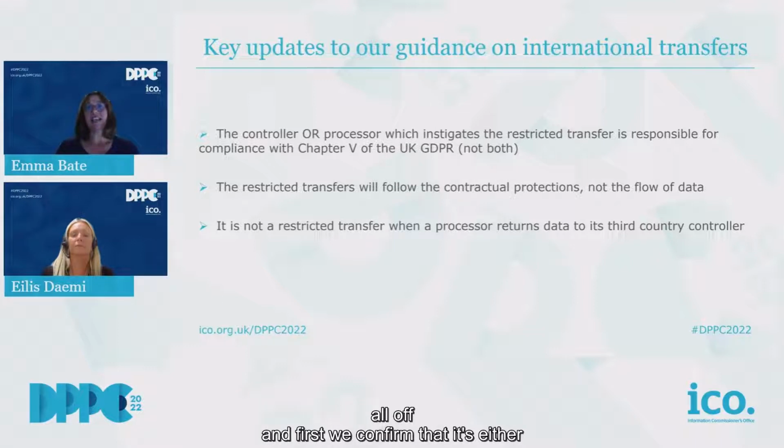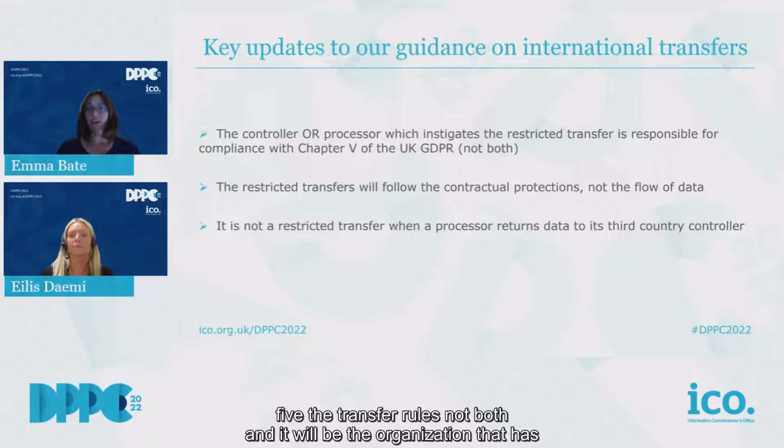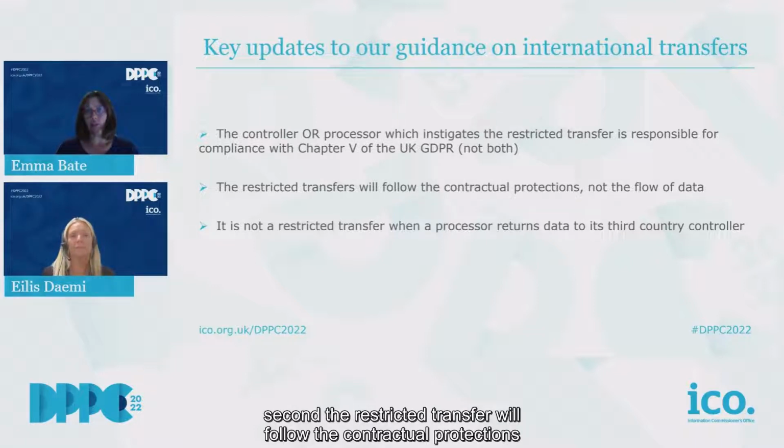First, we confirm that it's either the controller or the processor which is responsible for compliance with Chapter 5, the transfer rules, not both. And it will be the organisation that has instigated the transfer which is responsible. For a processor, it's usually going to be when it's to its sub-processor. Second, the restricted transfer will follow the contractual protections rather than the flow of data.